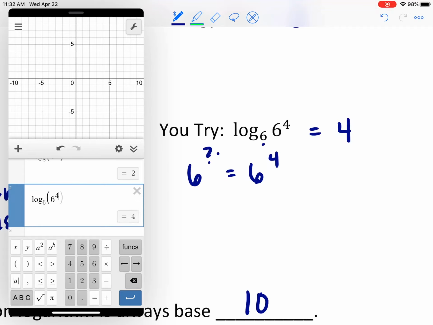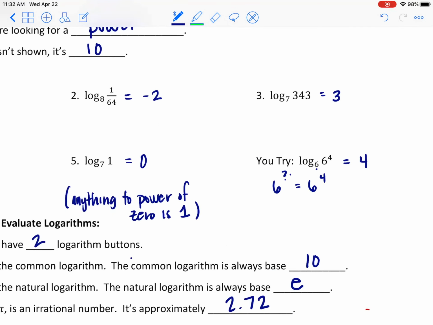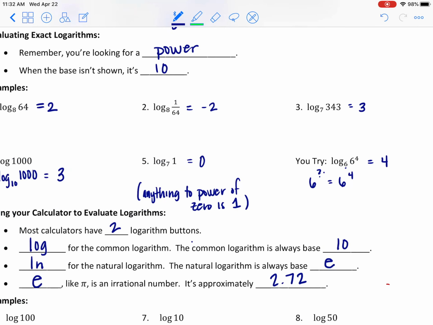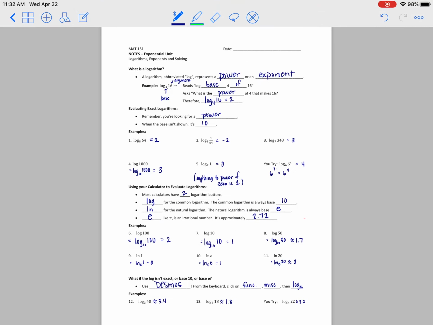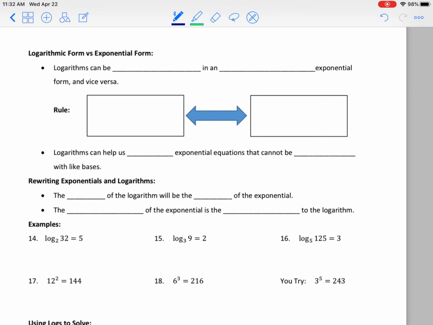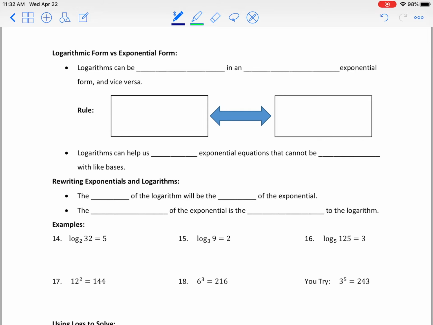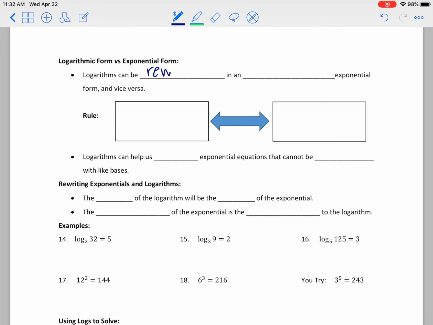Or if we're looking at this crazy one that I said you try out, you can put in log base 6 of 6 to the 4th here, and it's going to tell you that the answer is 4. Okay? So the goal would be to be able to look at some of these, like the first set we did, and understand what the values are, but ultimately your calculator could be used to evaluate any logarithm. All right so far?